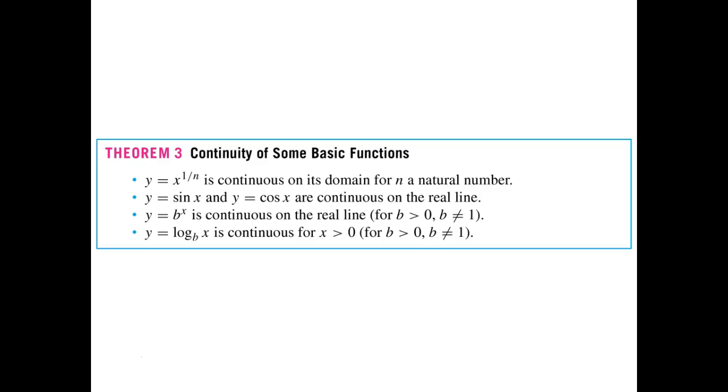How about tangent? Tangent is also continuous. Is it? Think about how a tangent works. First, tell me how tangent is defined, especially in terms of sines and cosines. Sine over cosine. That's tangent, right? Can cosine ever be 0?